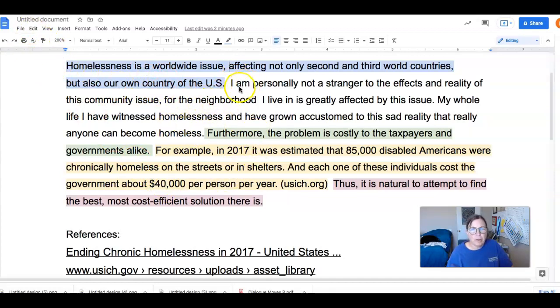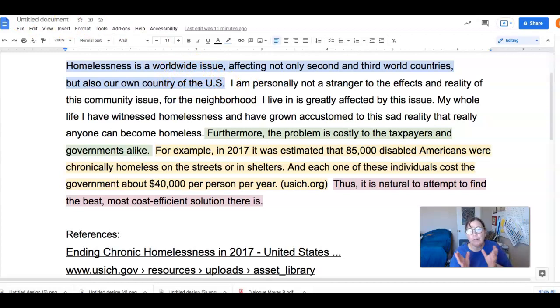Now let's look at this white part. It's great material. It says, I am personally not a stranger to the effects and reality of this community issue. The neighborhood I live in is greatly affected by this issue. My whole life I have witnessed homelessness and have grown accustomed to the sad reality that really anyone can become homeless. So this really brings it home to the reader how important this issue is personally to the author, and yet it's confusing to me because there wasn't anything in the topic sentence about personal effects.